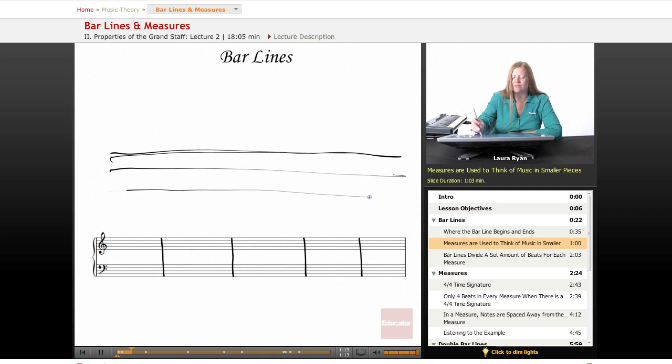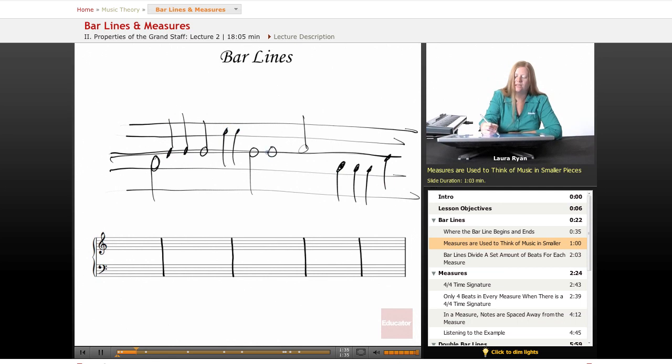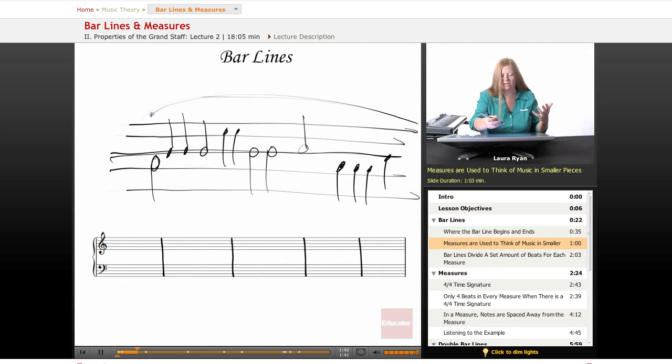Let's draw a staff up here and let's draw some notes, which we haven't done yet, but I'm going to draw some for you. And let's draw them without any bar lines and see what happens. So it's like there's a lot going on, and you're sort of confronted with all of this. There's a lot happening there.